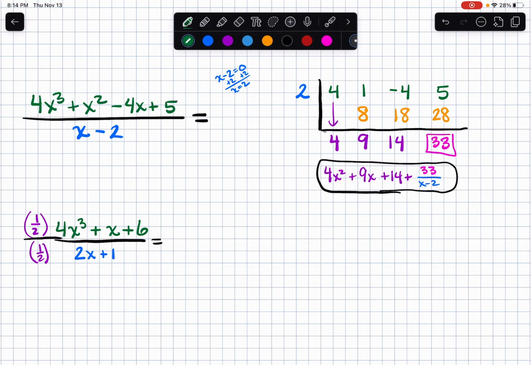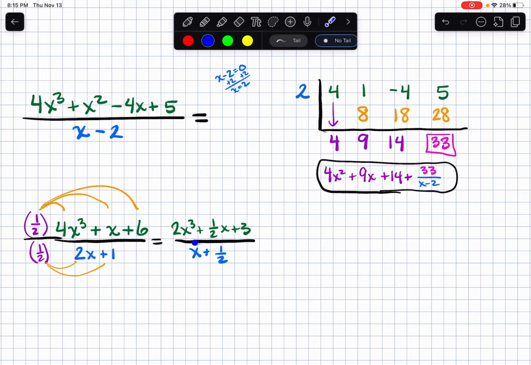That gives me, if I distribute, 2x cubed plus 1/2 x plus 3 all over x plus 1/2. Because I also need to distribute on the bottom. So in order to do synthetic division, I first need to manipulate my problem so that I have that 1x in the divisor. Now that I have that 1x as my divisor, then I can set up my synthetic algorithm and it will work for me. I just might have some annoying fractions.